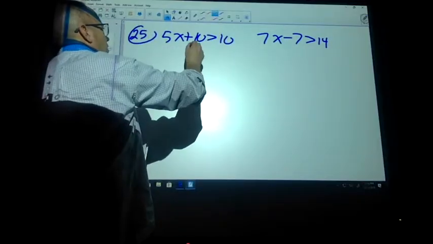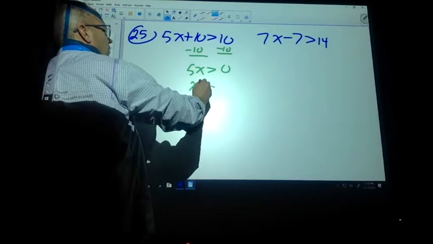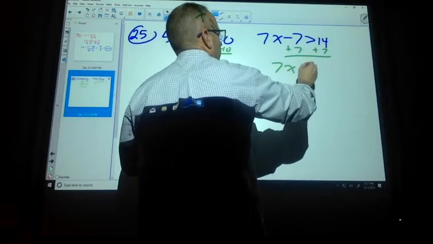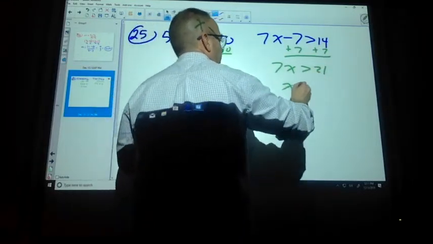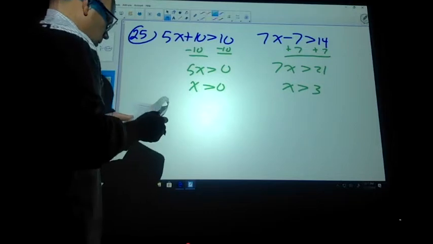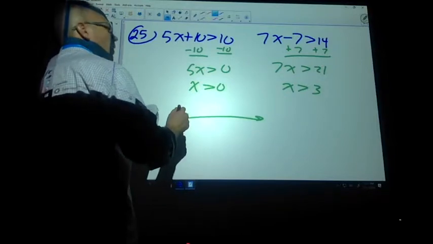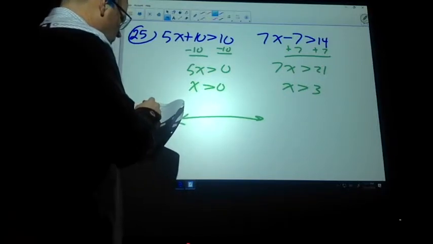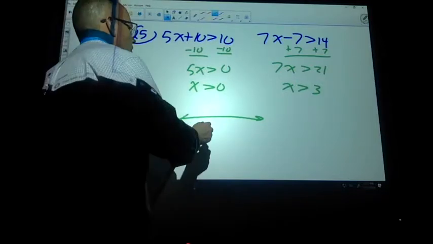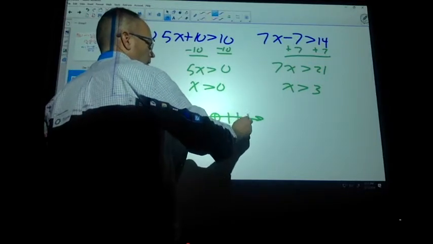Okay, so I'm going to solve each of these. So on this one, I'll subtract 10 first. I get 5x is greater than 0. Divide by 5, so x is greater than 0. Cool. Add 7 to both sides. 7x is greater than 21. Divide by 7. Okay. So this is a compound inequality, right? So let's see. I have 7x minus 7 and 5x plus 10. Okay, so if I have 0 here, I have an open dot. I have 3 here. I have an open dot.